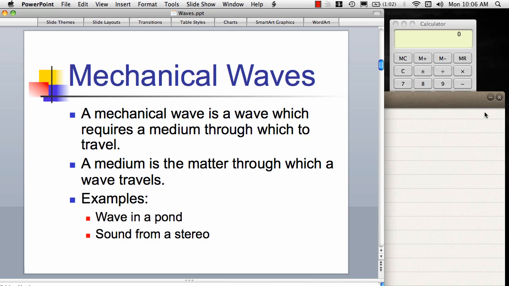But for right now, I want you to understand that a mechanical wave requires a medium. A medium could be any type of matter, solid, liquid, or gas, but we need a medium of some sort for a mechanical wave to exist. On the other hand, in Chapter 18, we're going to learn about electromagnetic waves. They don't require mediums. They can travel through empty space.